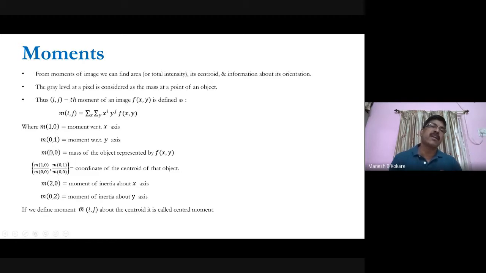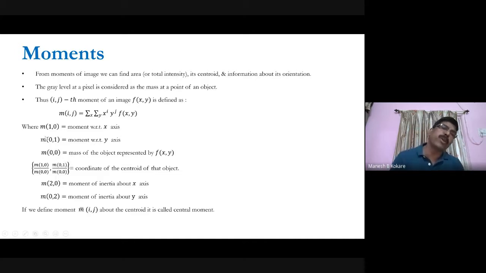And as I said, if i and j are equal to 0, then this will be the mass of the object represented by f of x comma y. So you're just summing all the pixel intensities, and that will give you the value of the 0th moment, or m00. And this is nothing but the moment with respect to the x-axis, and the moment with respect to the y-axis. So you can find different features of the shape, like the moment with respect to the x-axis, the moment with respect to the y-axis, and the 0th moment, which is nothing but the mass of the object. So this is the third feature.